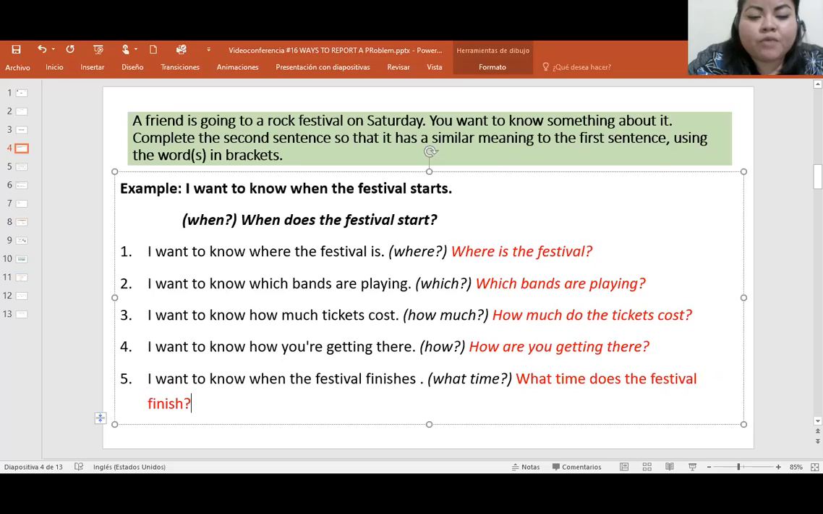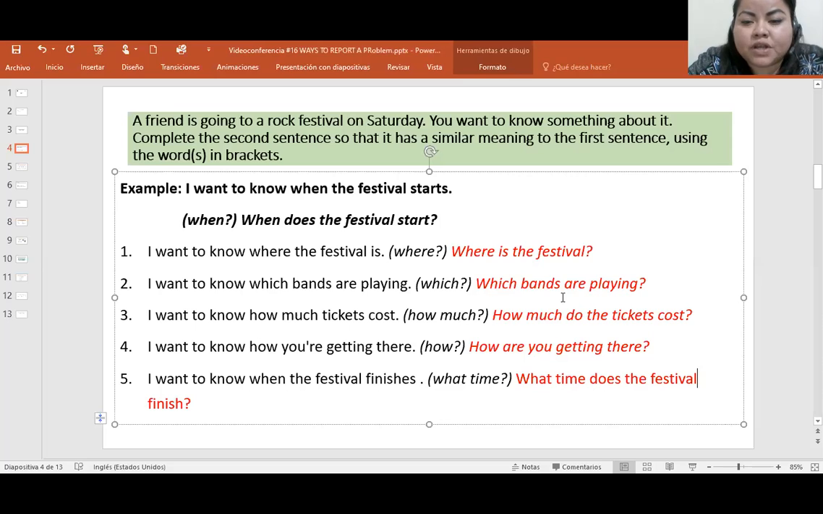What time does the festival finish? No podemos poner de nuevo it, Angie, porque estaríamos repitiendo el sujeto. Ok, porque ya está el does. No, porque ya está the festival. Ok. No podemos poner what time does the festival it finish, porque the festival and it es lo mismo. What time does the festival finish? Okay. Teacher, pero sí se puede cambiar el festival por el it. Yes. Sí, ¿verdad? No hay ningún cambio ni nada. Okay.